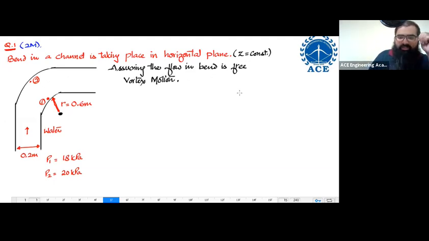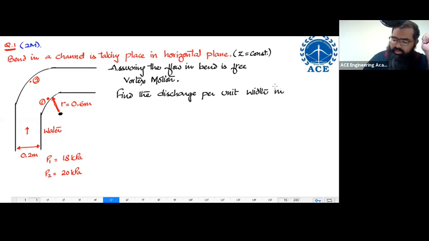If the flow in the bend is observing free vortex motion, the question is to find the discharge per unit width in the channel. Unit width over here means width perpendicular to the screen you're having. So basically the area of flow is equal to how much? 0.2 multiplied by how much width is coming perpendicular? Width coming perpendicular is equal to 1 unit. This is the question we are having.